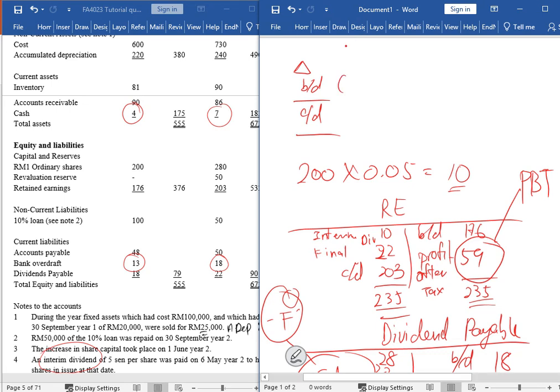Okay, your BD will be 4 minus 13, and your CD will be your 7 minus 18 because of bank overdraft. If you don't have bank overdraft, normally you just put 4 and 7, right? But in this case, it's the other way. Because of bank overdraft, you'll put a negative 11 here, negative 9 here, and here's negative 11. So your changes supposed to be negative 2. Are you guys clear?